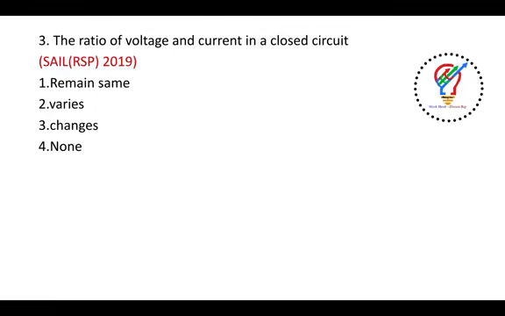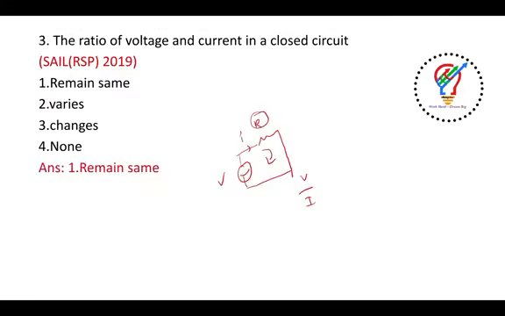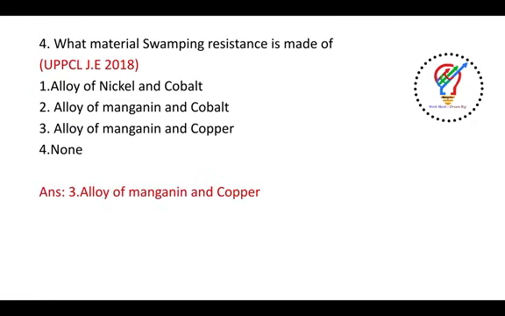Next question. The ratio of voltage and current in a closed circuit is. Let's take a voltage source and there is some resistance here. It's a closed circuit with R, V and I. The ratio of voltage to current in a closed circuit remains the same, because the resistance value remains the same. Next one. What material is swamping resistance made of? Swamping resistance is made of an alloy of manganese and copper.